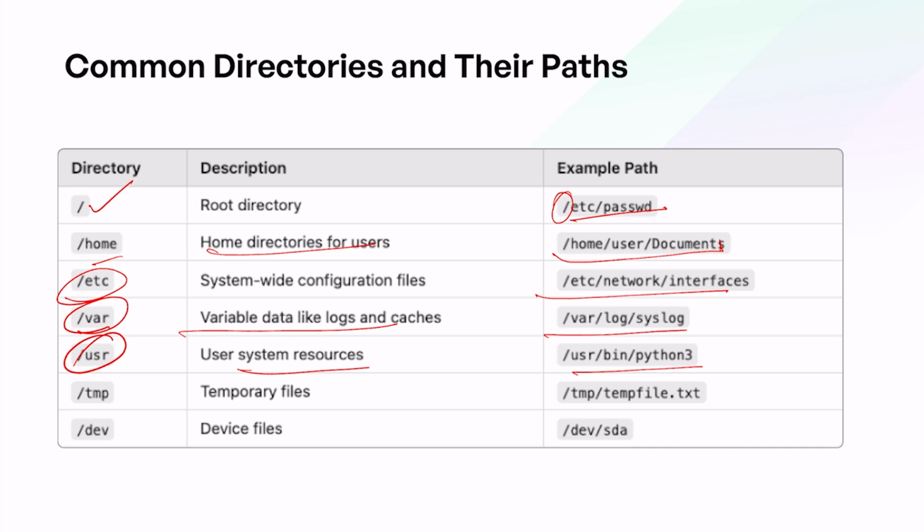You can go. Similarly, slash etc is for the configuration directory. Slash var is for variable data, let's say syslogs and logs. Slash usr is for other system resources, then the temporary directory, and then device directories. So that's how you can use the directory base.